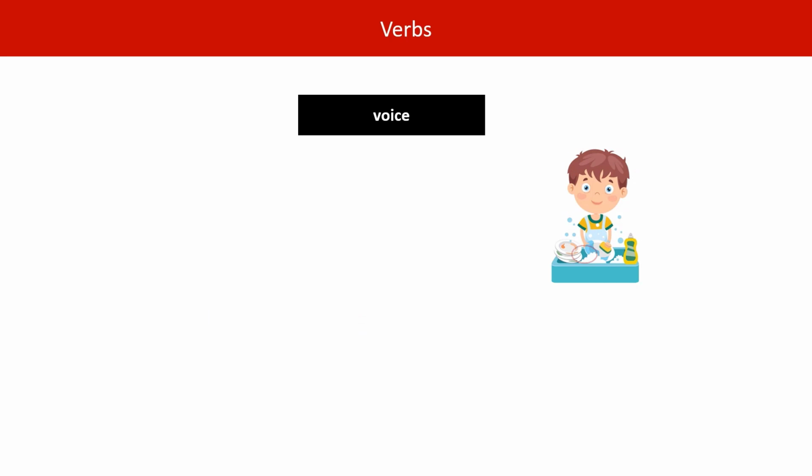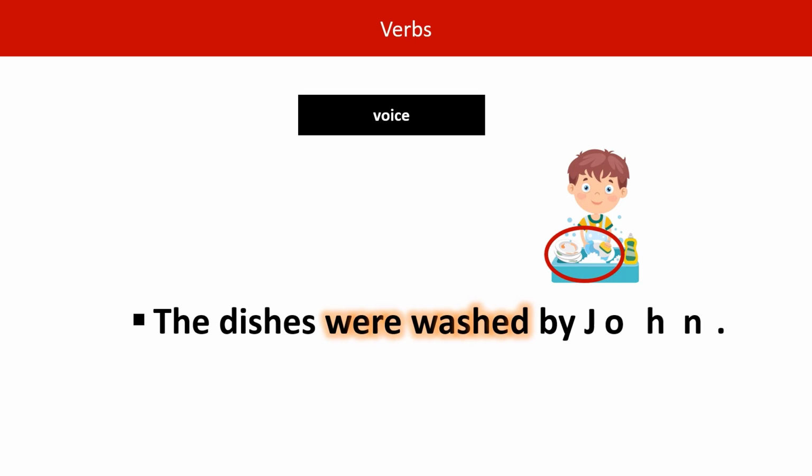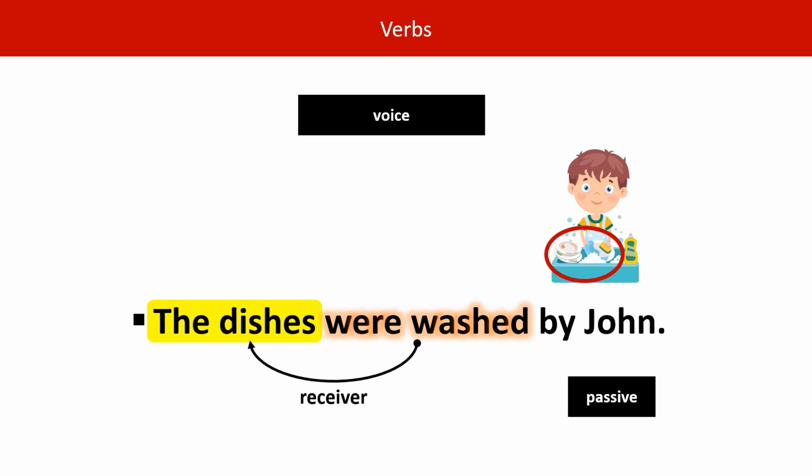But this time, let's switch the focus onto the dishes. The dishes were washed by John. This time, the dishes is the subject of our sentence. But the dishes are not doing the action. The dishes are the receiver of the action. The action is being done to the dishes. This is a passive sentence. We have a whole page on voice and active and passive sentences.